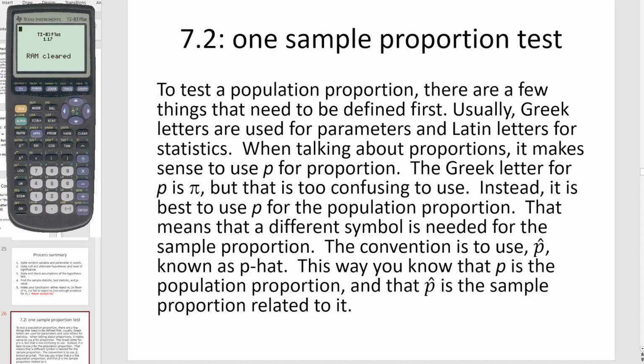So a different symbol is needed for the sample proportion. The convention for this is to use a P with a hat over it. We call this P hat. This way we know that P is the population proportion and P hat is the sample proportion that's related to it.